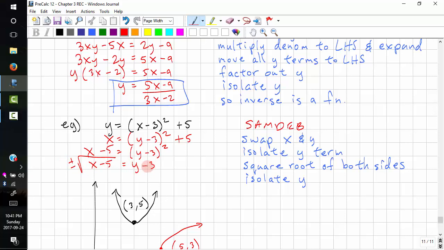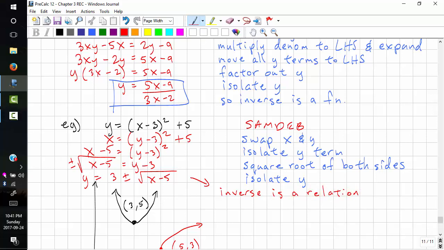And now we have just the subtraction next. So y equals, this becomes positive 3 on the other side, so 3 plus or minus square root of x minus 5. And whenever we have a plus or minus, this inverse is a relation. It's not a function.